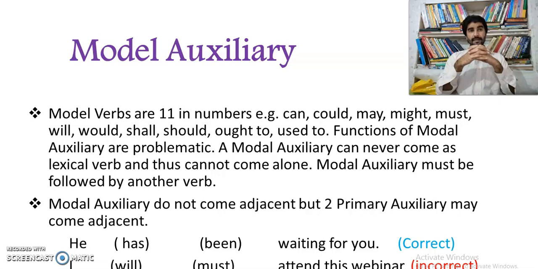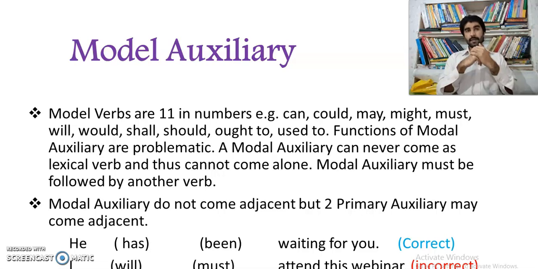Functions of modal auxiliary are problematic. We have started from this one. Modal auxiliary can never come as lexical verb. This is the difference between primary auxiliary and modal auxiliary. Primary auxiliary can replace the lexical verb, but modal auxiliary cannot replace the lexical verb, and it always comes with the main verb. I mean to say lexical verb. A modal auxiliary can never come as lexical verb and thus cannot come alone.